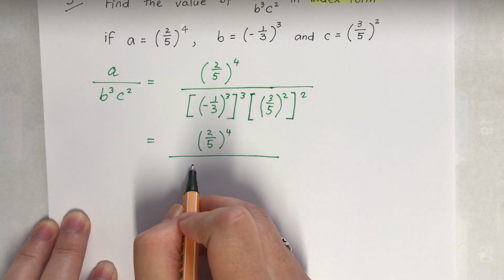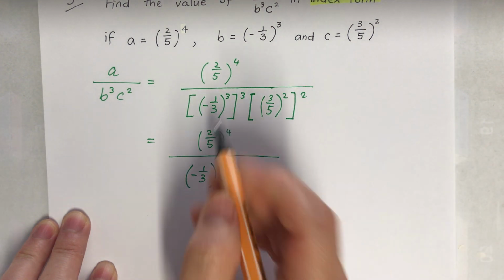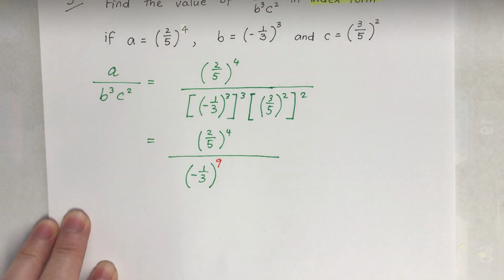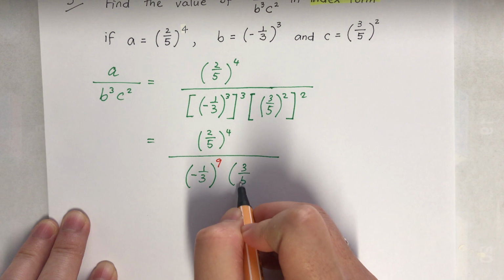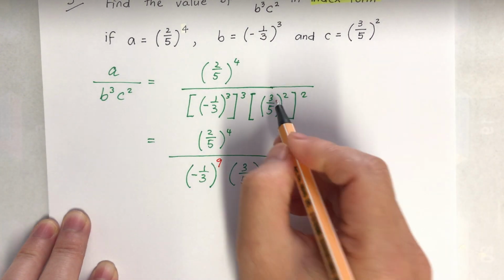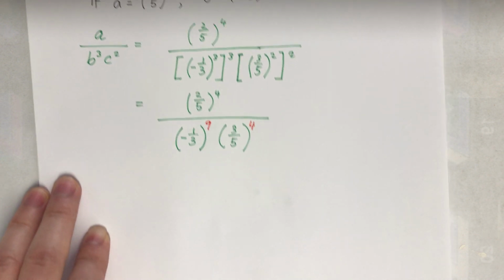So what I've got here is minus 1 over 3 to the power of, what is it? 9, isn't it? You times by 3 times 3. And the same thing happens. 2 times 2, 4. Okay, so far so good.